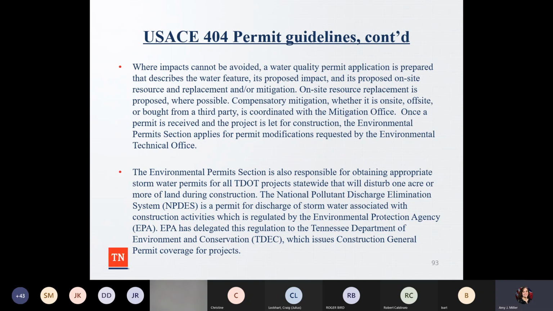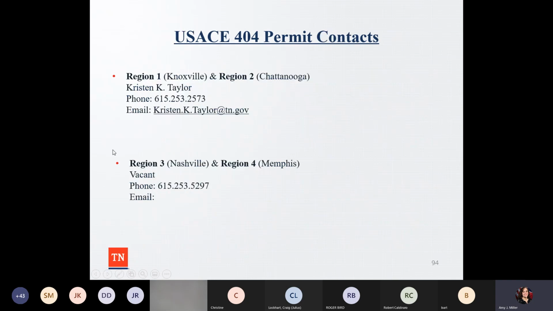So again, there are a lot of moving pieces and parts when you're doing this, to make sure that you have your application together. How is a water feature going to be impacted? What type of mitigation are you going to do? Is it on-site? Is it a third party? What is it? And then making sure that you have all your paperwork together.